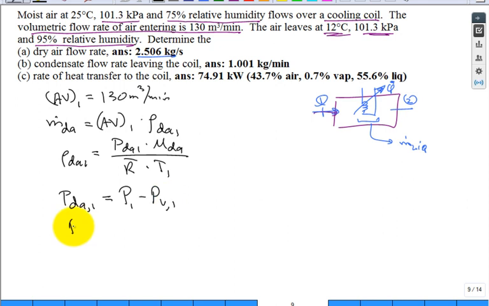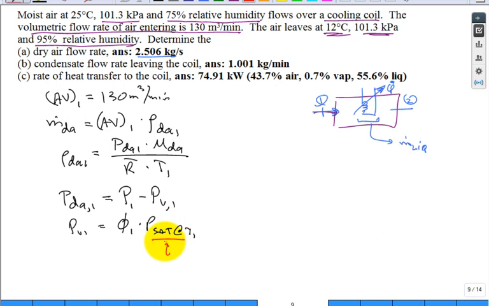What's the vapor pressure at 1? I need to know the relative humidity at 1 and the saturation pressure at T1. So finally, I can break this down into a number of steps. Once you've done this a few times, you get into the rhythm. Go to the table and get the saturation pressure at a temperature of 25 degrees.